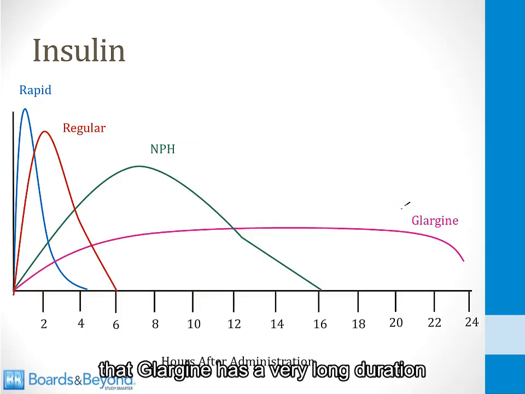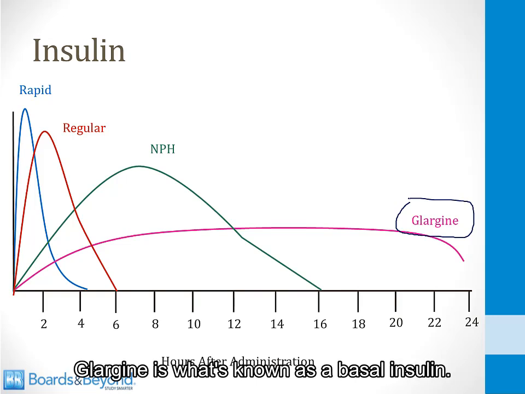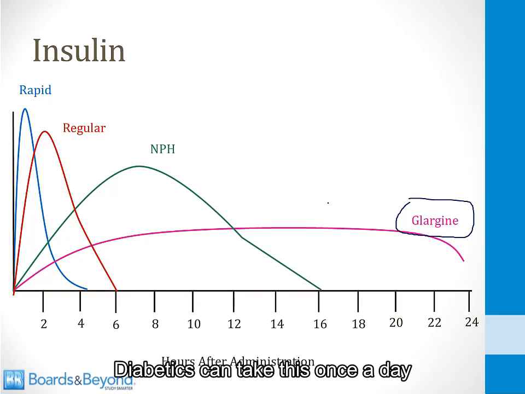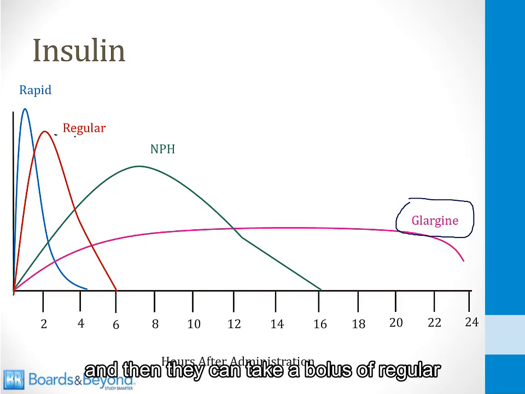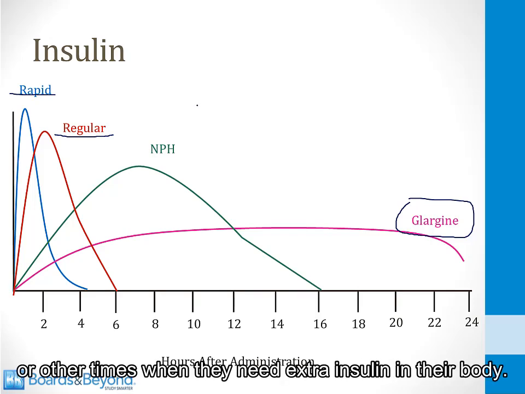You can see on this slide that glargine has a very long duration of action compared to the other types of insulin. Glargine is what's known as a basal insulin. Diabetics can take this once a day, and then they can take a bolus of regular or rapid-acting insulin at meal times or other times when they need extra insulin in their body.